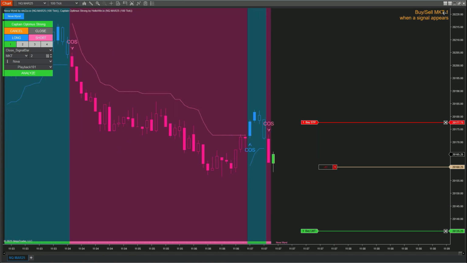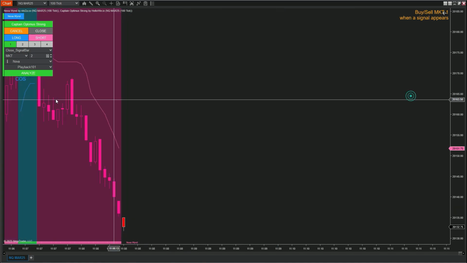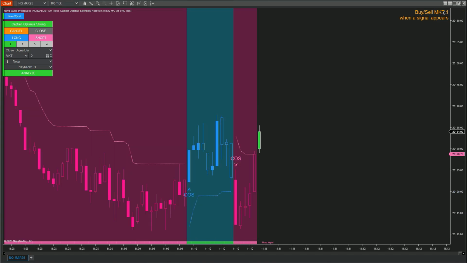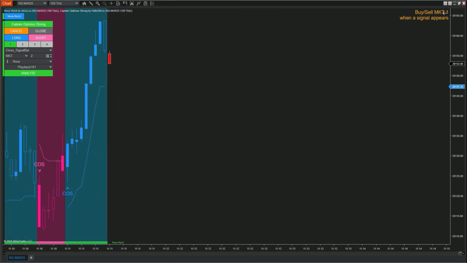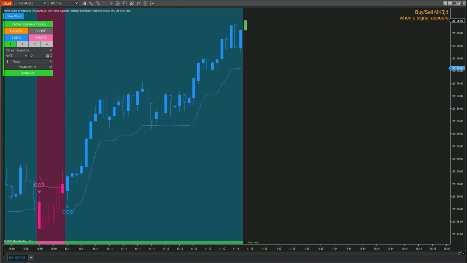More importantly, a trend reversal isn't just the end of a position. It's the start of a new opportunity. With NovaWind and Captain Optimus strong, you can re-enter the market immediately based on the fresh trend signal, rather than waiting for the previous trade to fully close before identifying a new setup. This ensures seamless trade execution and maintains momentum.